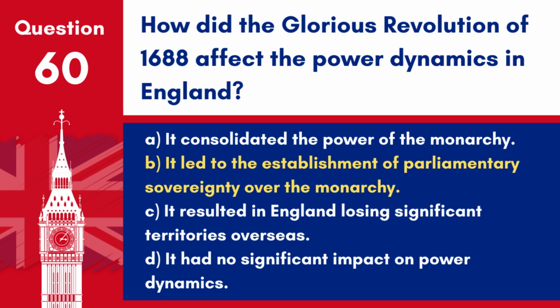Answer B. It led to the establishment of parliamentary sovereignty over the monarchy. The Glorious Revolution is notable for affirming the power of Parliament over the monarchy, laying foundational principles for constitutional monarchy and parliamentary democracy in England.